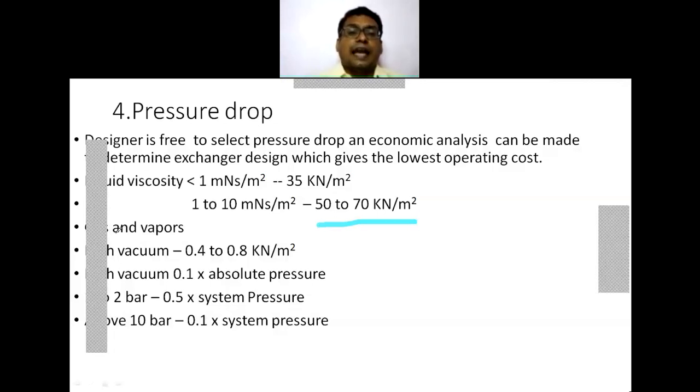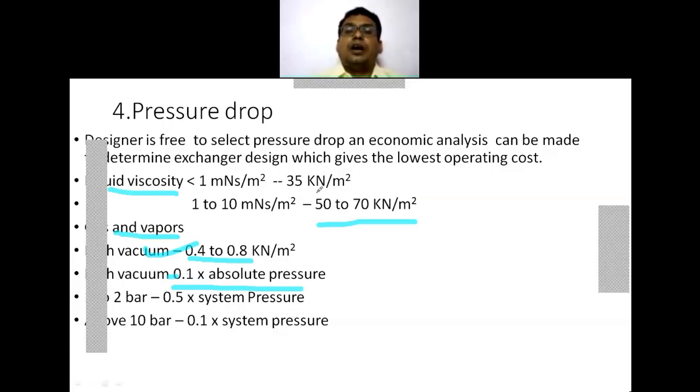Now if it's a gas or vapor: if it is a vacuum, then 0.4 to 0.8 kilonewton per meter square pressure drop is accepted. If it is a high vacuum, then we can accept 0.1 times the absolute pressure. If it is between 1 to 2 bar, then it is 0.5 times the system pressure. Then above 10 bar pressure, it is 0.1 times the system pressure. So these are the different pressure considerations.